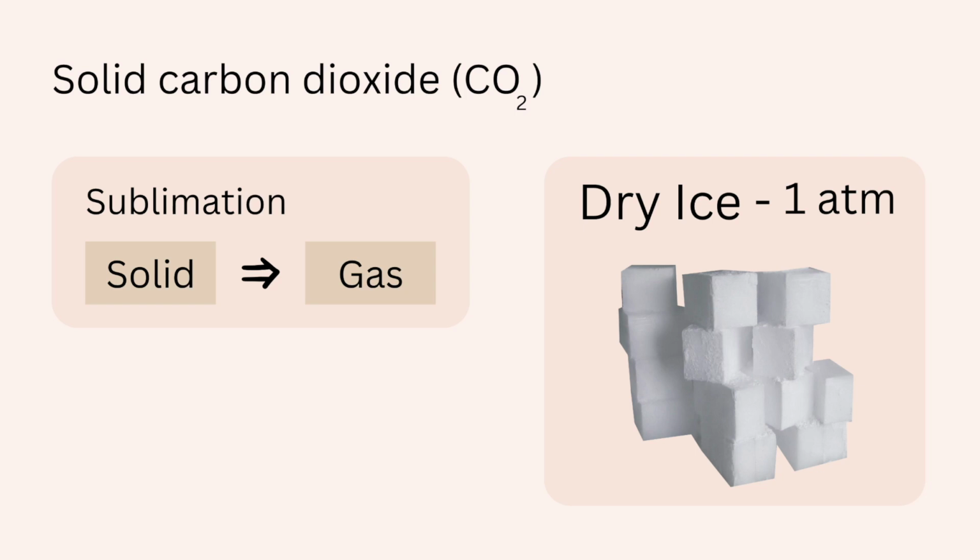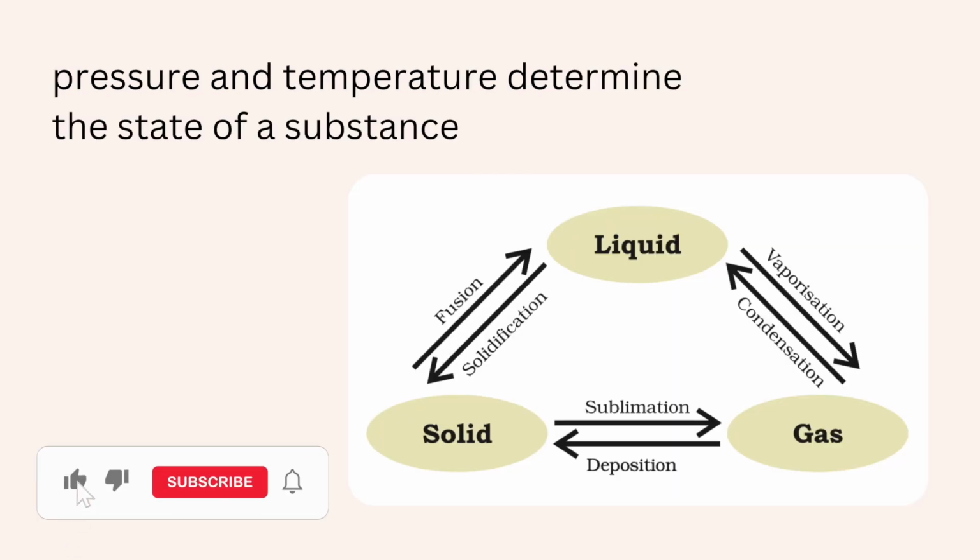Next comes solid carbon dioxide, also called dry ice. It is stored under high pressure, and on keeping it at atmospheric pressure, it instantly converts into gaseous carbon dioxide. So it's an example of sublimation. The conclusion is that pressure and temperature both can determine the state of a substance. You can convert from one state to another by applying pressure or temperature or both.